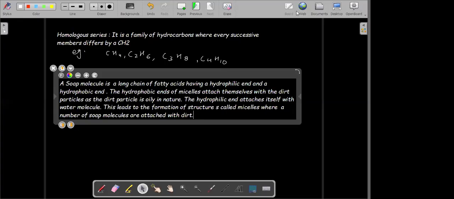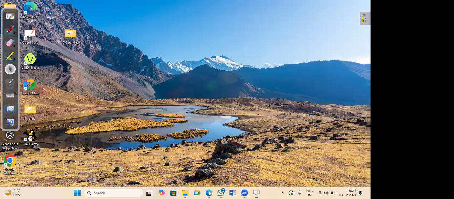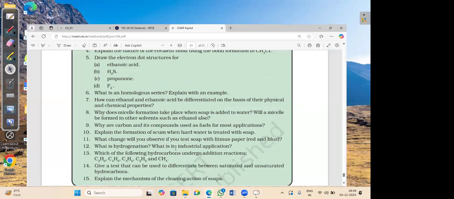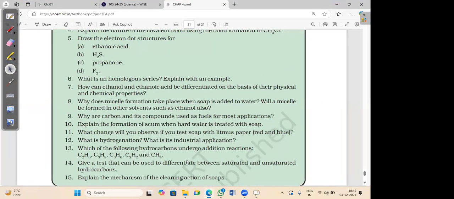From these, you have to find the ones which are unsaturated. The unsaturated will undergo hydrogenation reaction. You should know the formulas: for the unsaturated ones, CnH2n or CnH2n minus 2. So the first one is C2H6, which is CnH2n plus 2, that is an alkane. C3H8 is an alkane, so it will not undergo addition reaction. C3H6 will undergo, C2H2 will undergo. So C3H6 and C2H2 will undergo addition reaction.